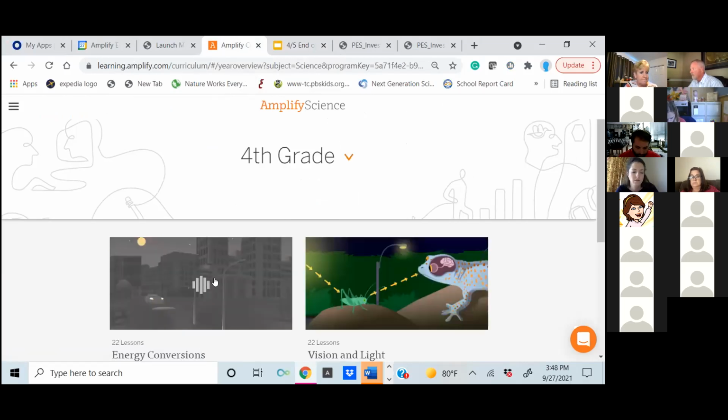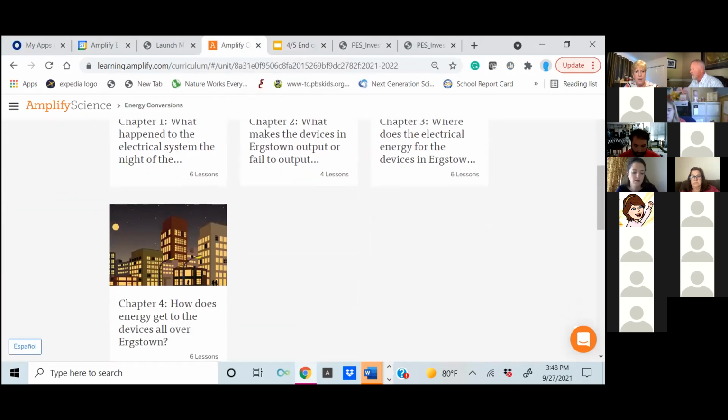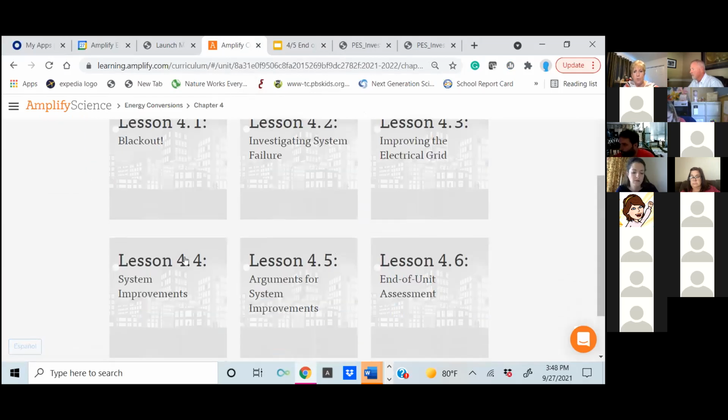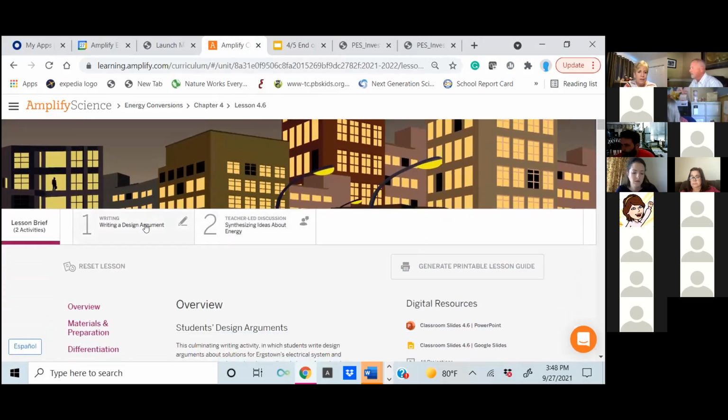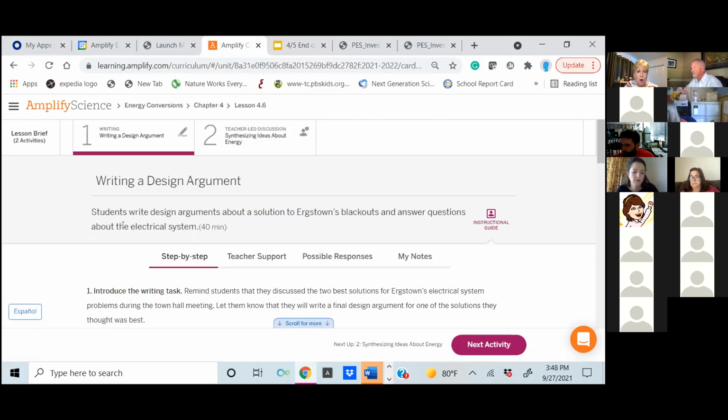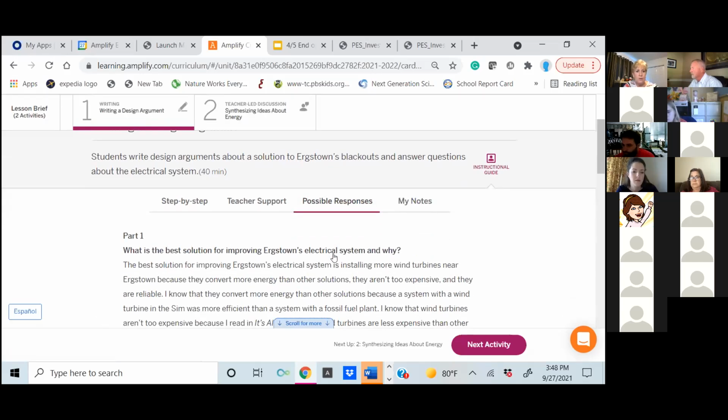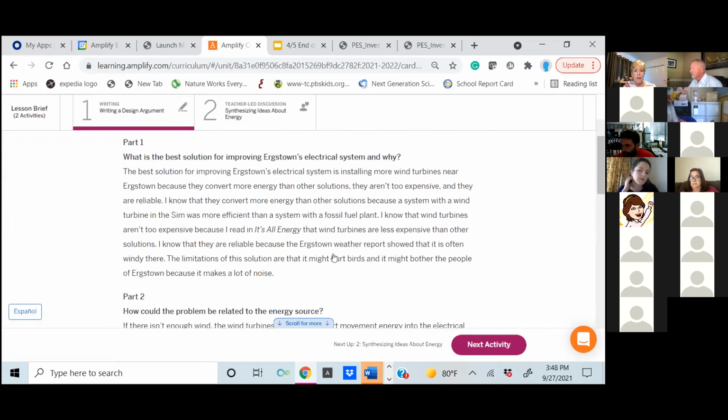So when I'm in 4th grade and I go into that last lesson, 4.6, when you click into these activity tabs here, there's the one on writing the design argument, and there's a possible responses tab right here. And when you open that possible responses tab, it shows you a good answer for the best solution for improving Ergstown's electrical system and why. So they give you a sample student answer for that argument.